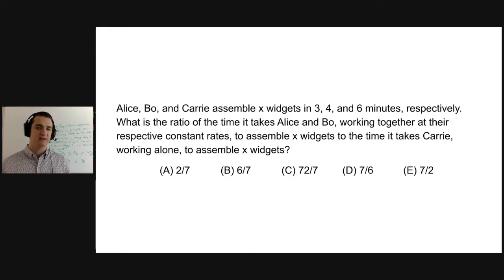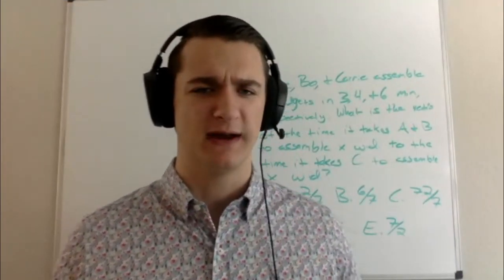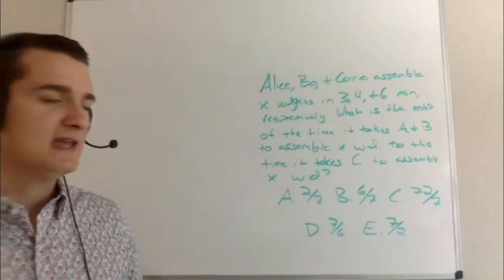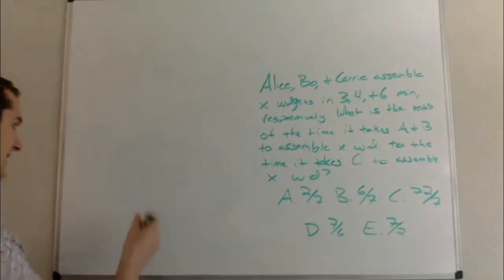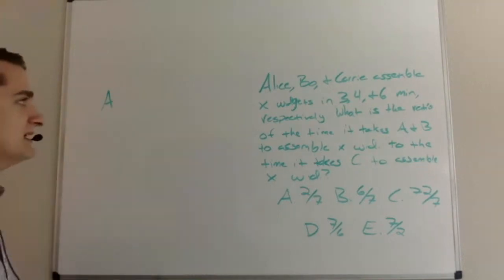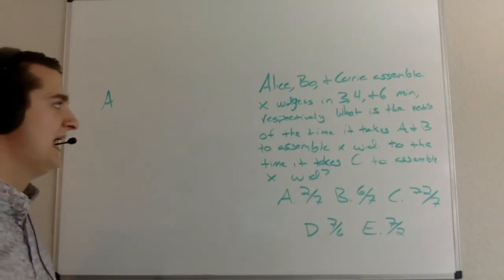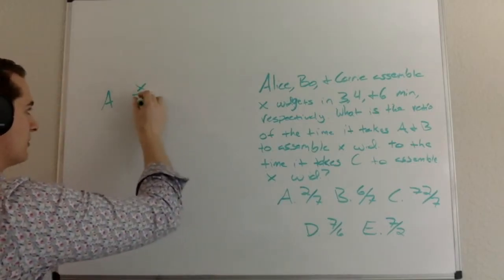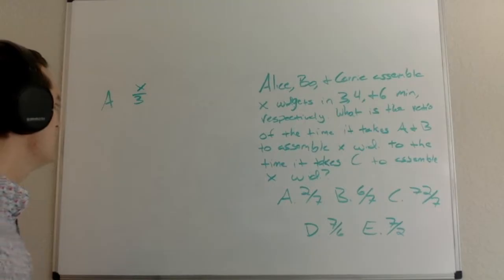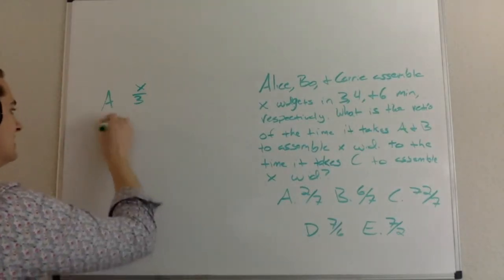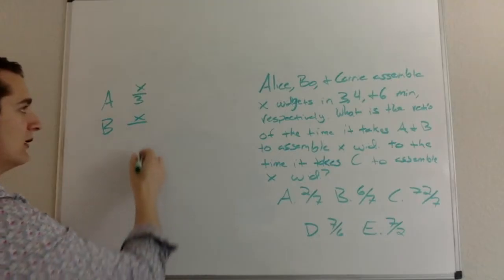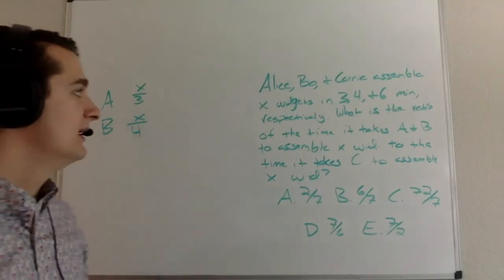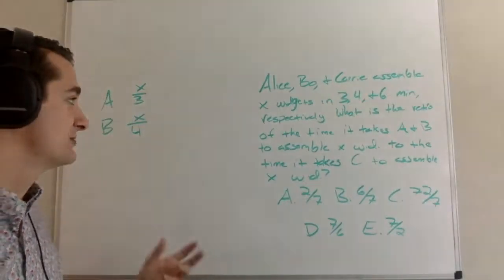So my first step is going to be to work through who's working together and how we can work out their rates together. First I'm going to look at Alice and Bo. I know that the rate of Alice, who I'm going to abbreviate with an A, is X widgets per 3 minutes. And I know that the rate of Bo is X widgets per 4 minutes.